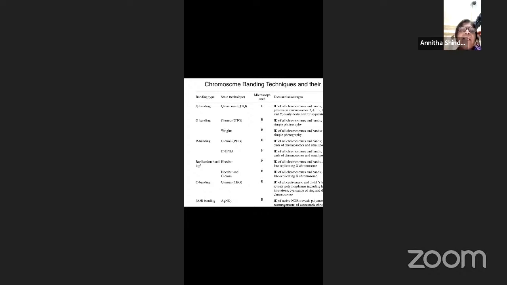So this is the chromosome banding techniques and their application that we have just gone through. There are different types of banding techniques: Q banding, G banding, R banding, then replication banding, then C banding, NOR banding, and so on. And the type of stain used and the microscope used are also given, along with the uses and advantages of each particular banding technique. Almost every banding technique has a specific use and a specific advantage. This will give you not only the detailed structure of the chromosome, but at the same time it also helps you detect the various abnormalities that occur in the chromosome.